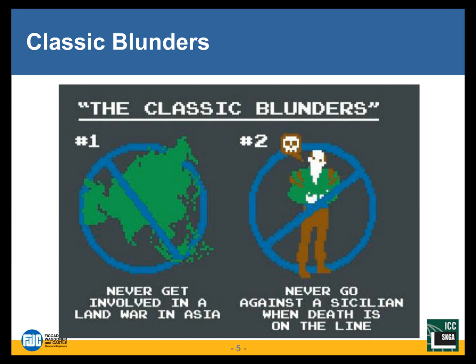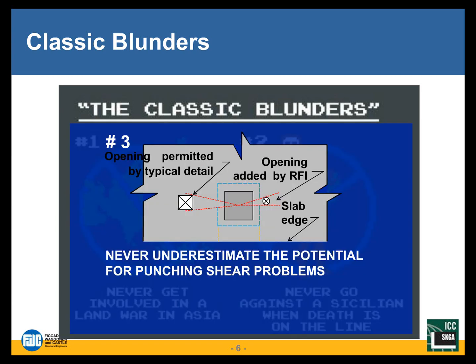So I want to talk just really briefly. I think a lot of the engineers will recognize references to the Princess Bride. So this is one that I've made before. The classic blunders. First, of course, from the Princess Bride: never get involved in a land war in Asia. Never go against the Sicilian when death is on the line. And I will propose a third classic blunder, which is to never underestimate the potential for punching shear problems.